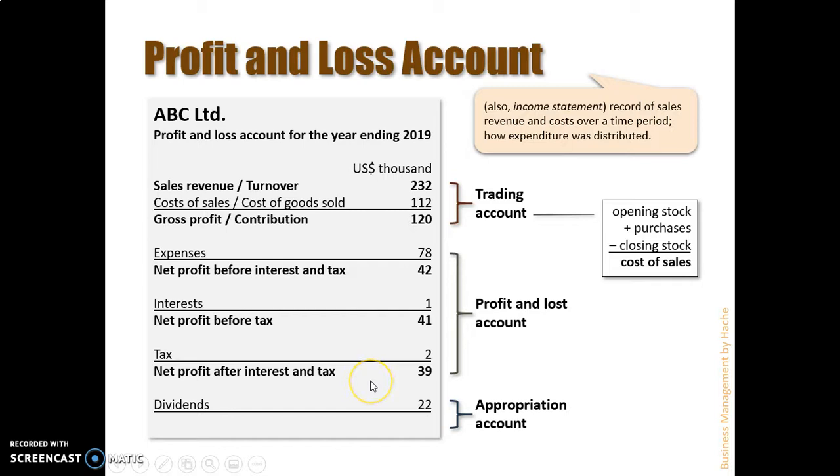And we finally get the last figure, which is the retained profit, which is what actually is left for the business. Businesses usually save this part of this retained profit, or as we said when we were talking about sources of finance, we can use this retained profit to reinvest it in the growth of the business. And this is the profit and loss account.